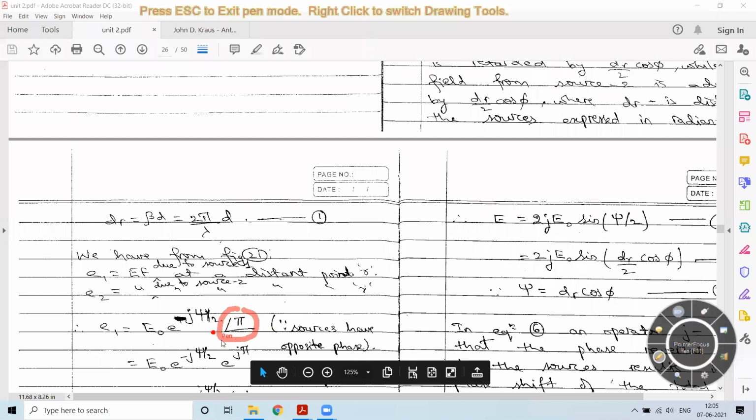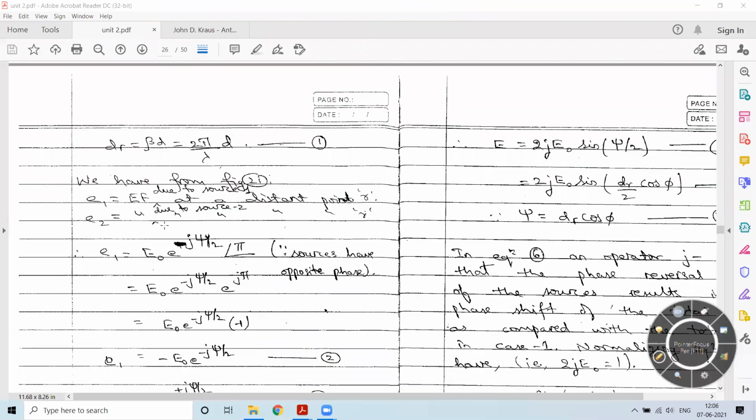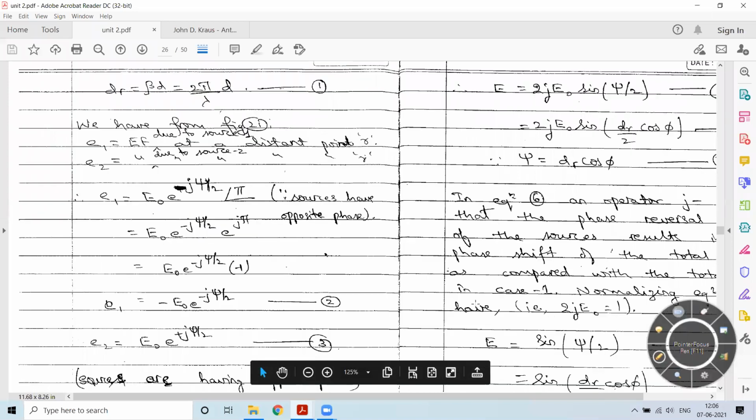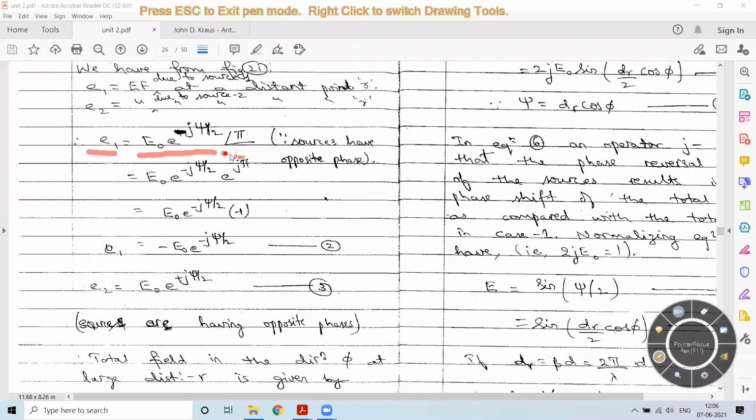This phase is due to the phase difference between the sources, that is source 1 and source 2, and this one is due to the consideration of the reference point. So based on this, we have E1 equal to E naught e raised to minus j psi by 2 and angle pi. This one we can write as e raised to j pi.